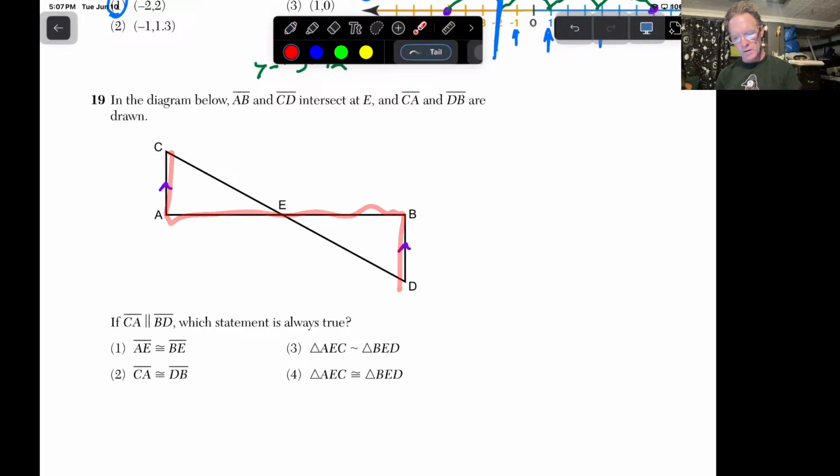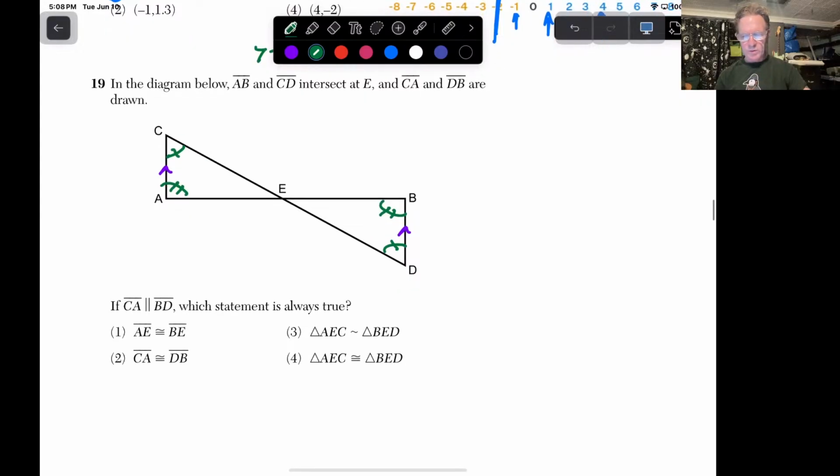alternate interior angles. So if we ever see that Z shape or an N shape, remember alternate interior angles. So we have congruent alternate interior angles here. We have congruent alternate interior angles here. Therefore, the triangles are similar. So let's look at our statements here. We don't know that the triangles are congruent, right? Because they didn't tell us anything about the side lengths. So we can only conclude that these triangles are similar.